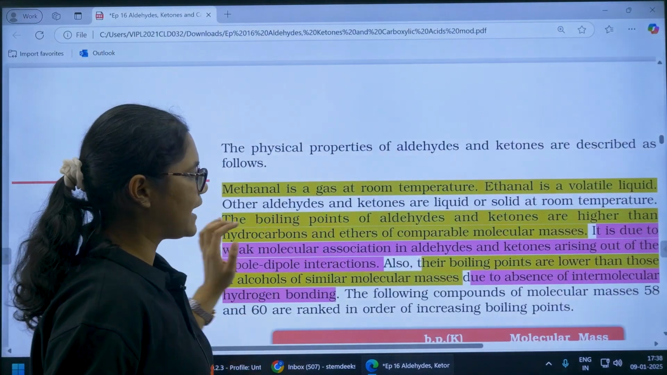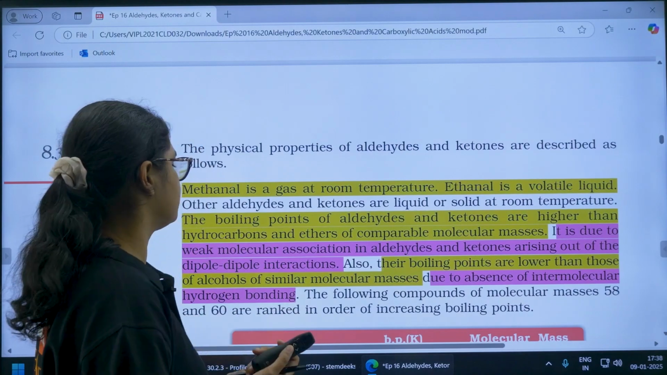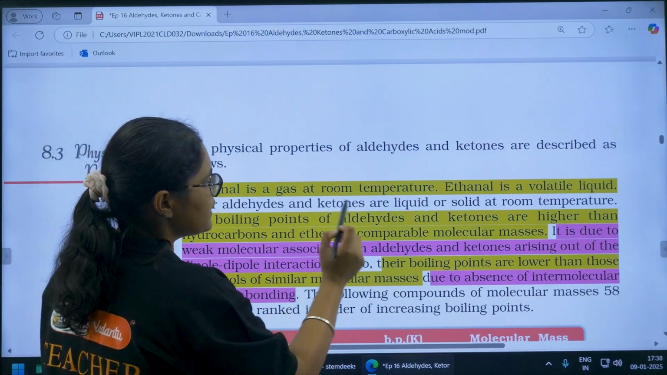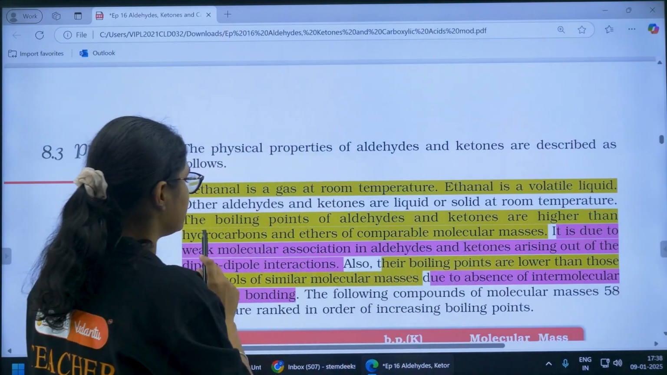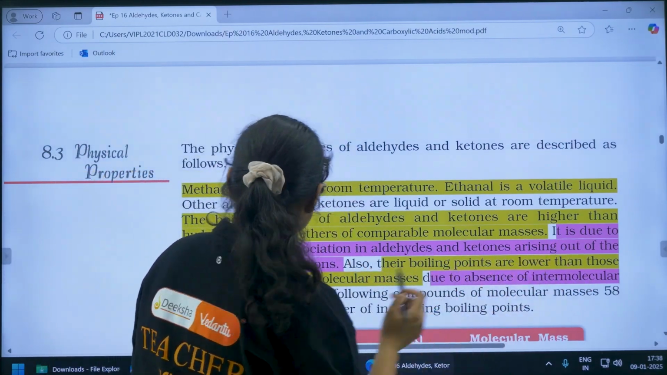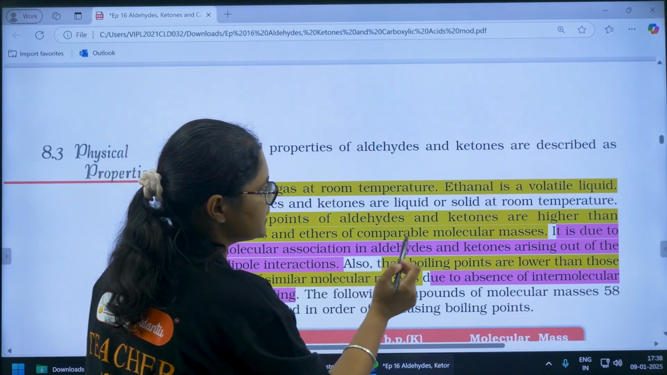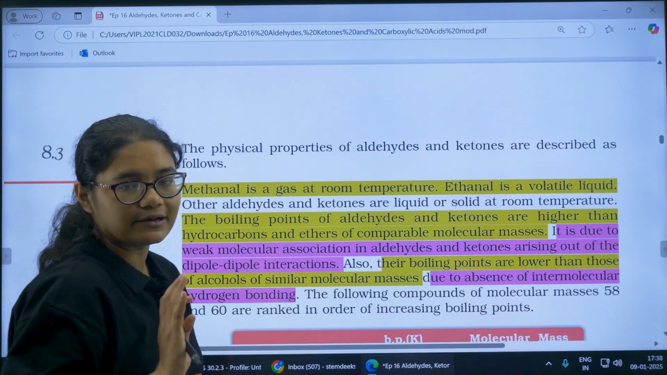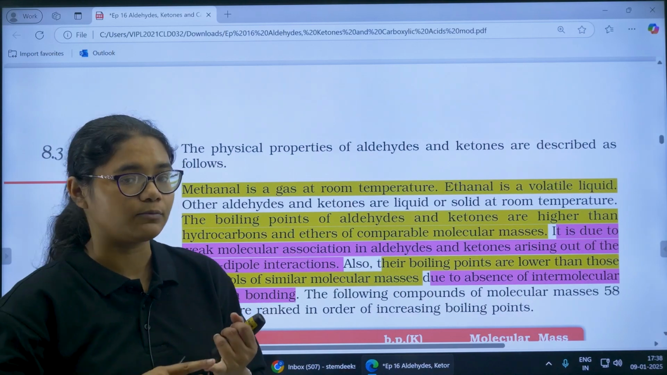So methanol is a gas at room temperature, ethanol is a volatile liquid, so this is not very important. Here it is important, the boiling points of aldehydes and ketones are higher than the hydrocarbons and ethers. What is the reason? It is due to the weak molecular association in aldehydes and ketones arising due to the dipole-dipole interaction, okay. The point is dipole-dipole interaction.